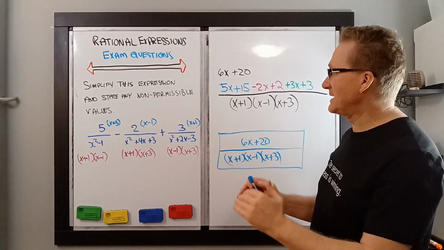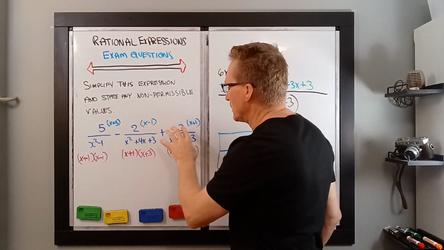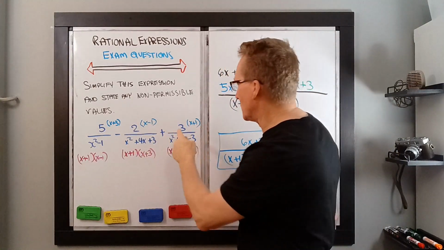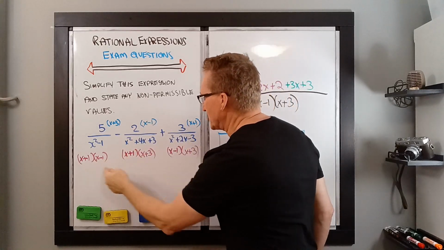The next thing is we want to state any non-permissible values. In this case, we don't worry about the numerator. We're not flipping anything. There's no division involved. It's just addition and subtraction. So we don't worry about the numerator. We're just worried about the denominator.